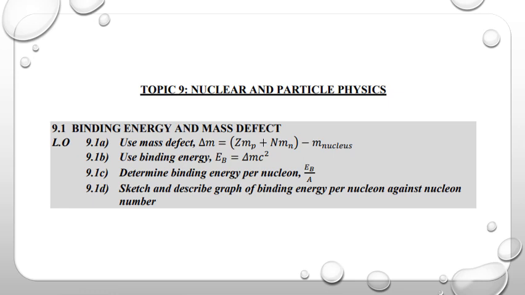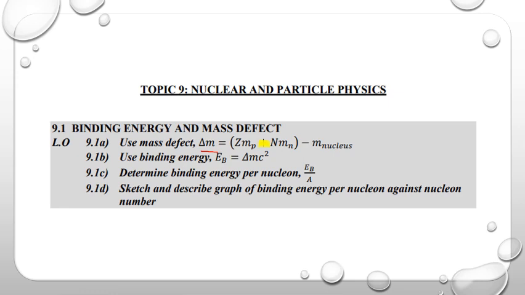In 9.1, we're going to learn how to use the equation for mass defect, where delta M equals ZMP plus NMN minus M nucleus. So I want you to take note, there's a slight correction in your books. Your books give you the equation with a negative sign right here, so I want you to change it into a positive sign. The correct equation should be delta M equals ZMP plus NMN minus the mass of a nucleus.